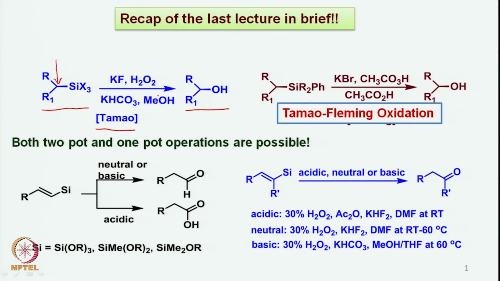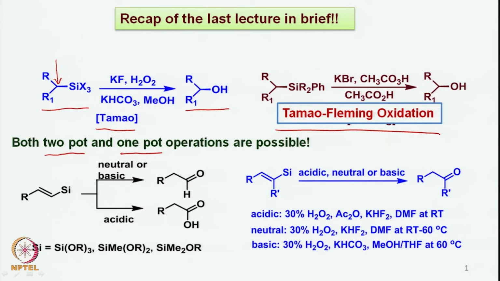In Tamao's conditions we have 3 different types of conditions. On the other hand, the Fleming oxidation involves 2 types of possibilities as we discussed. One is a 2-pot reaction and the other one is a 1-pot operation. In both cases, Tamao's as well as Fleming oxidation, eventually we get the same product, with retention of configuration of the hydroxy group from the silicon bonded group that we started with.